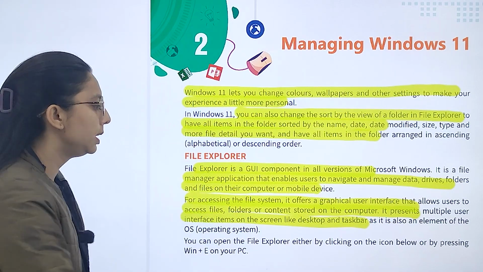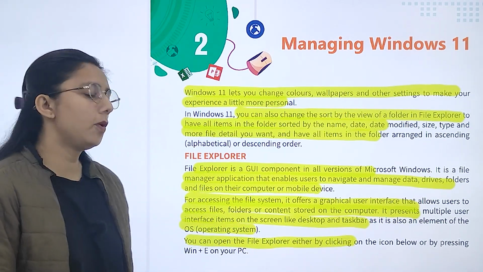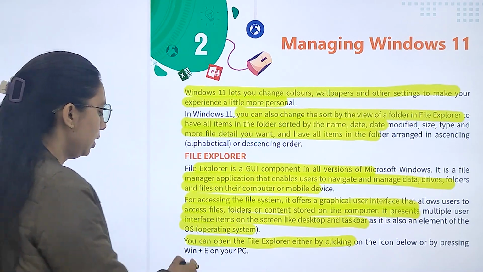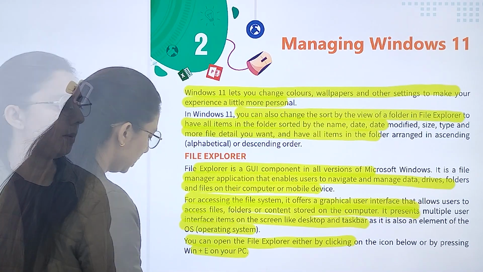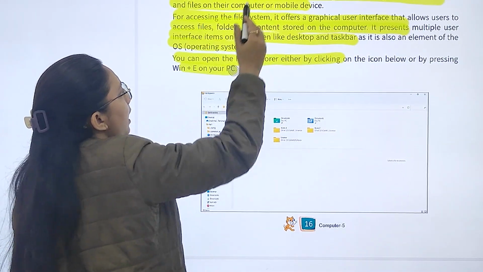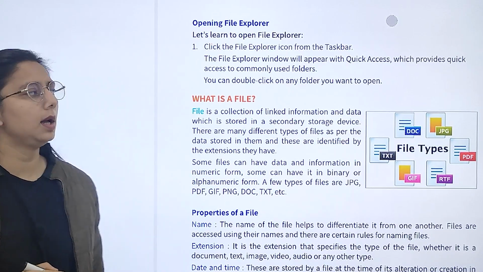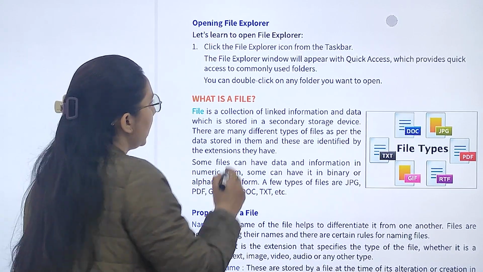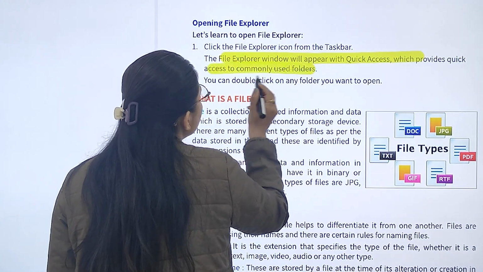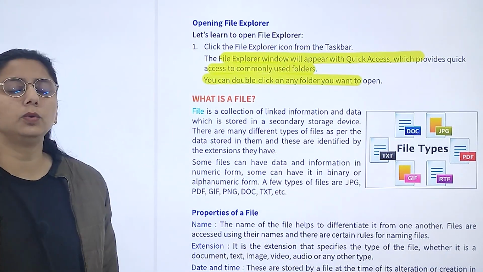As it is an element of the operating system, you can open File Explorer by clicking on it or by pressing the key Windows plus E on your keyboard. So like this, your File Explorer will open. Next, after opening File Explorer, the File Explorer window will appear with Quick access, which provides quick access to commonly used folders. You can double click on any folder you want to open.